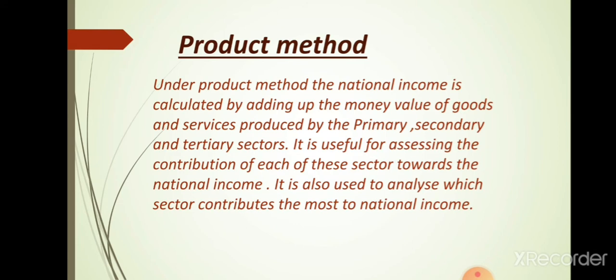Here we know that there are three economic sectors. They are the agriculture sector, we call it the primary sector; the industrial sector, that is the secondary sector; and the tertiary sector, that is the service sector. These are the three sectors working in the economy for the production of goods and services needed for the society. In the product method, we are calculating the money value of goods and services produced by the primary, secondary and tertiary sector, that is agriculture, industrial and the service sector.